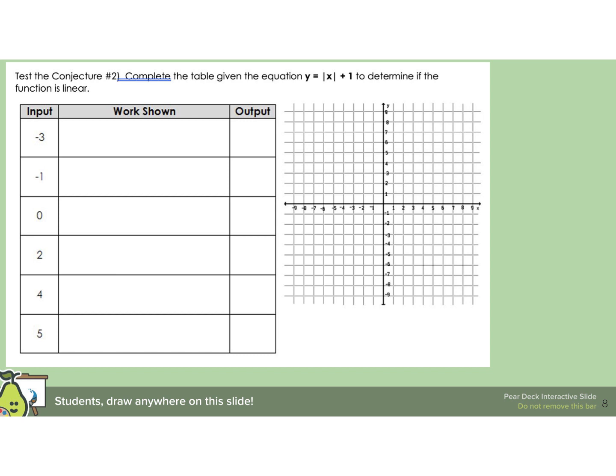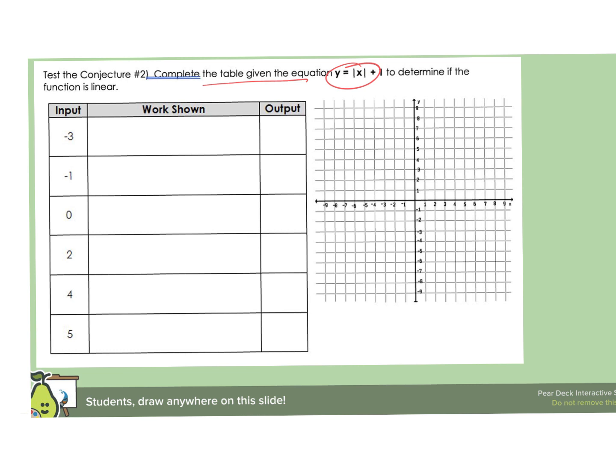All right, so we need to complete this table for this equation to determine if the function is linear. Now, let me slide this over a little bit. So, we've done tables before. Remember, this is our x, this is our y, and the middle, I don't put the entire equation, I just put the expression after the equal sign. So, absolute value of x plus 1. And they gave us all of our x values, okay? So all we have to do is plug them in and see what we get.